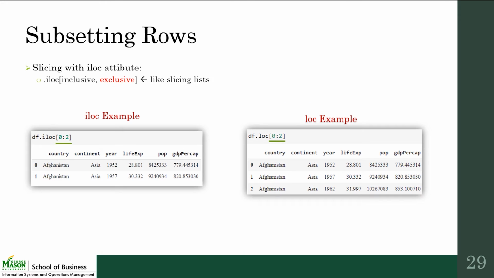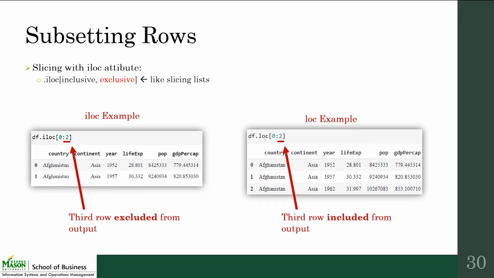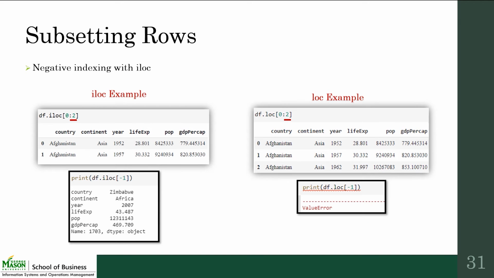Here's an example showing you the difference between iloc and loc using the same type of slicing. One main difference between iloc and loc is that the number to the right of the colon symbol is exclusive and it will not display that row value. Another difference between iloc and loc is that iloc could use negative indexing numbers, whereas loc cannot.